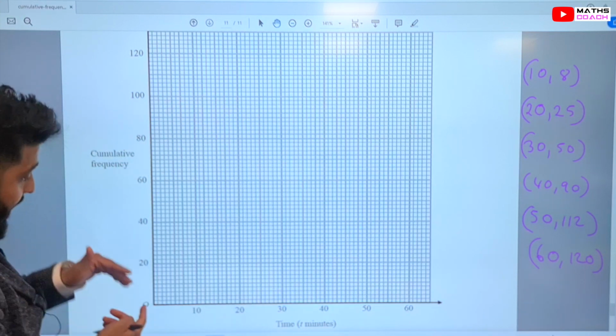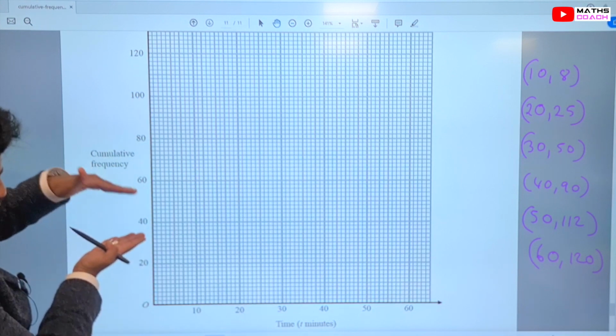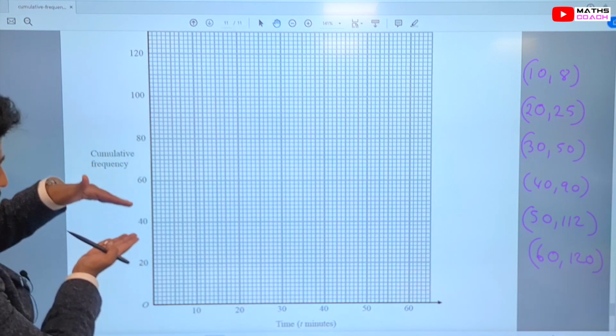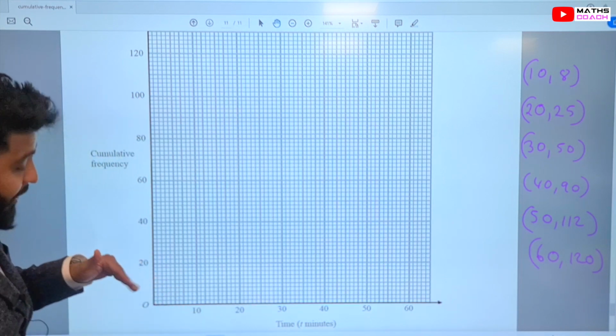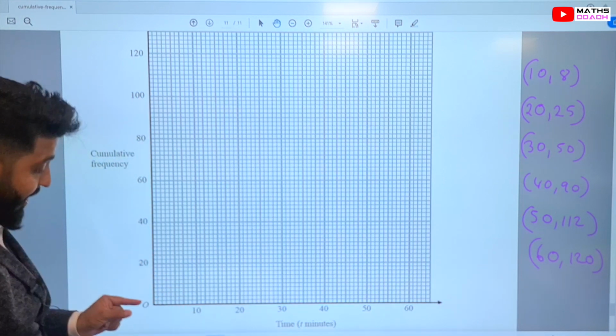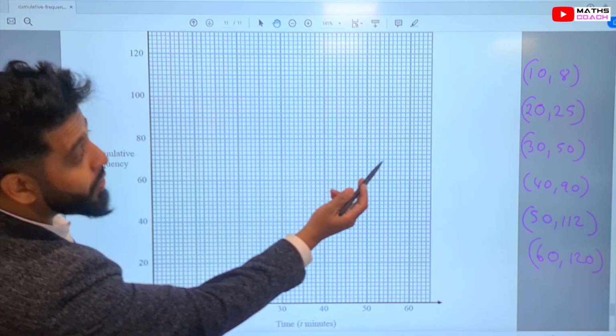Okay, which means that if you're going to use 10 squares to represent 0 to 20, you also got to represent 10 squares from 20 to 40, 40 to 60, so on and so forth. Okay. Now, from 0 to 20, if you're using 10 squares, that means each small square is basically 2. So we want to have 8.